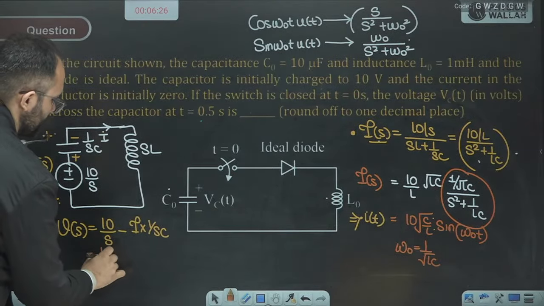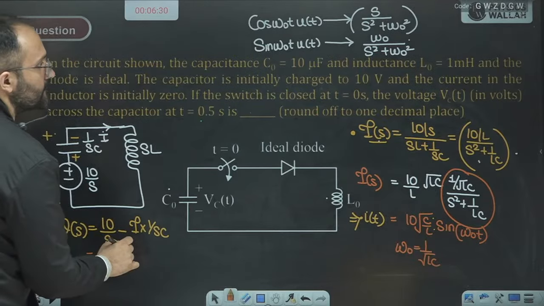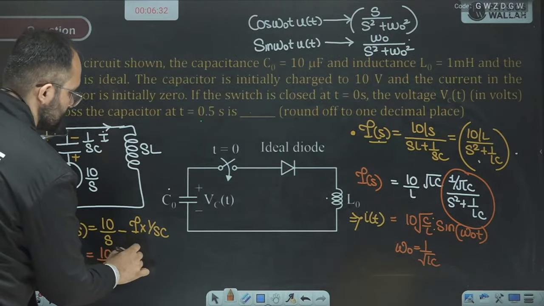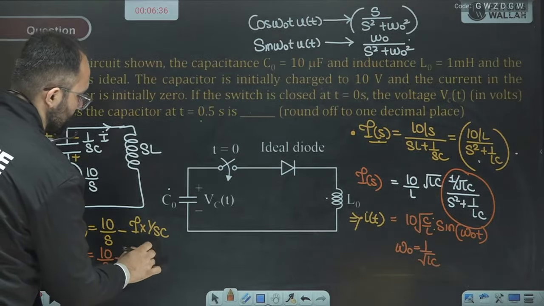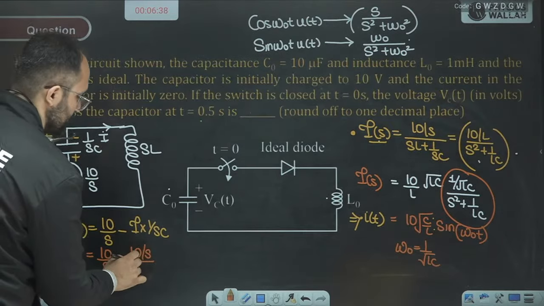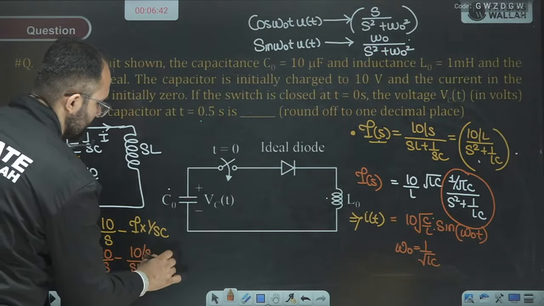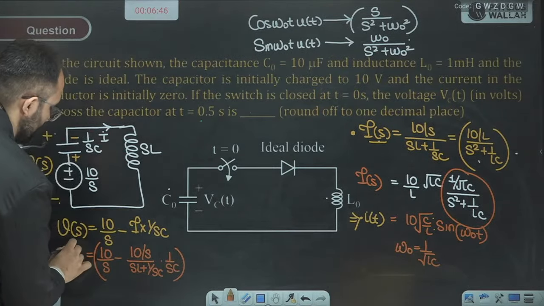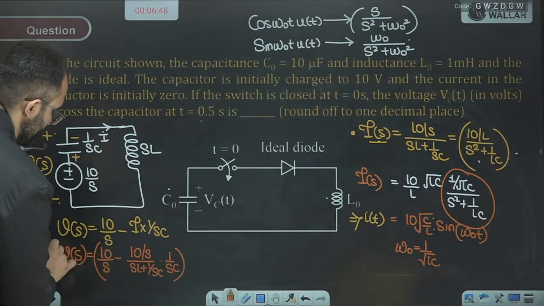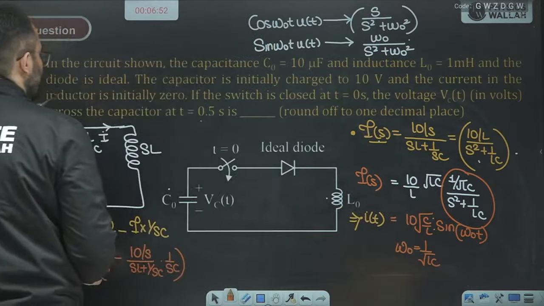This will be 10 upon S minus S divided by SL plus 1 upon SC, 1 upon SC. Is this fine? The voltage across the capacitor. Is this fine, dosto? All of you are able to do it using some Laplace property.